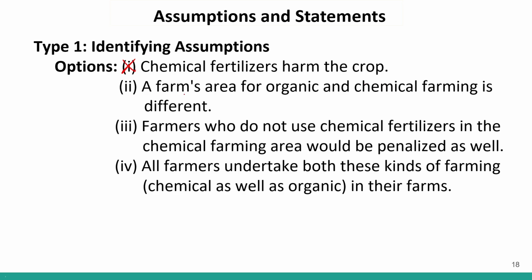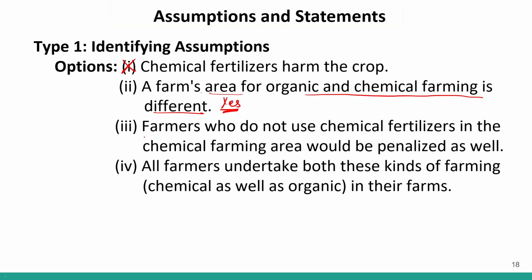Second one says a farm's area for organic and chemical farming is different. Definitely, this is a correct assumption because in the statement, it is mentioned that people who are using chemical fertilizers in organic farming will be fined. That means they are not supposed to use chemical fertilizers in organic farming. That means there are two separate farming methods. Organic farming and chemical farming are two separate farming methods. Therefore, the area will also be different. So, this can be assumed.